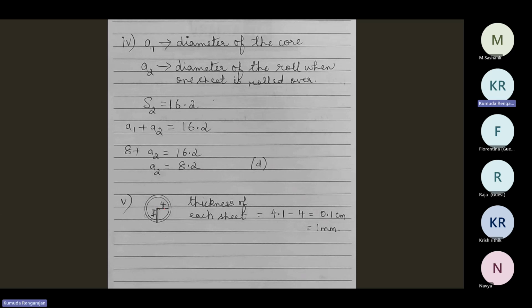So the radius of the core is 4, because 8 by 2 is 4. The radius of the tissue paper following that is 4.1, because 8.2 by 2 is 4.1 radius. So thickness is 4.1 minus 4, which is 0.1 centimeters or 1 millimeter.